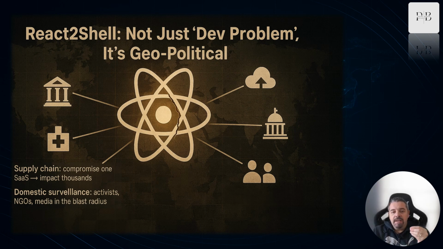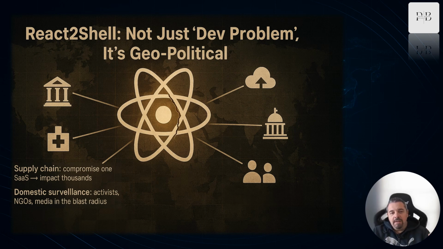Some state-backed groups are not just interested in big corporations. They are watching activists, journalists, NGOs. A compromised news platform or a charity website becomes a surveillance node, all because of a single, widely used web framework. And then there's the ordinary user, people who maybe don't even know what React is.